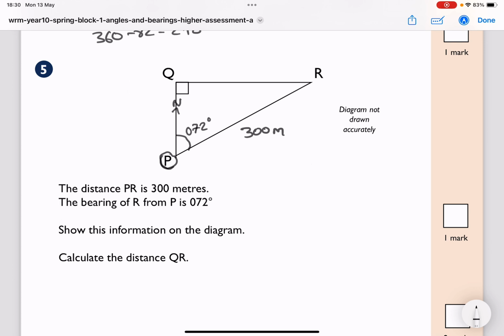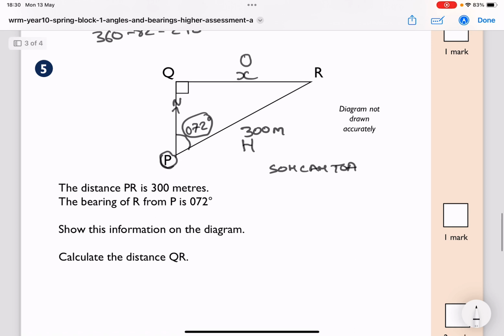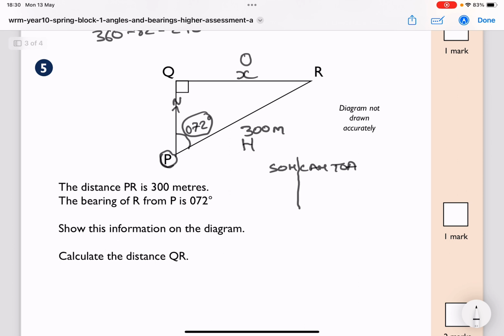It says calculate the distance QR. I would call it X. And because I've got a right angle triangle and an angle, I've got a SOHCAHTOA question. So if I write SOHCAHTOA quickly, if I labelled the diagram from the angle, this is the hypotenuse and X is the opposite. So SO is opposite and sine.